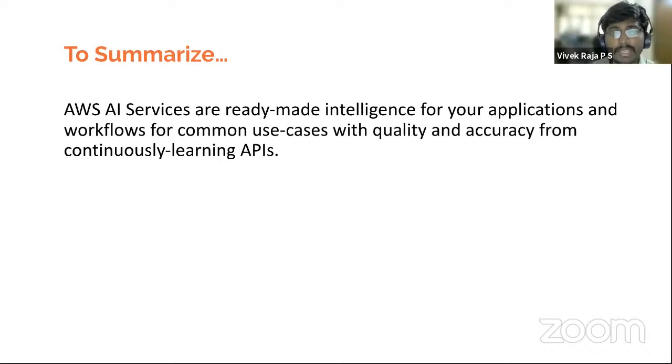And you can have very good accuracy on doing the same. And the best part is these APIs are hosted by AWS itself. So it's self-learning and continuously learning, which means that with time, the APIs are much more accurate than before. So it's very easy to use these APIs for better accuracy.